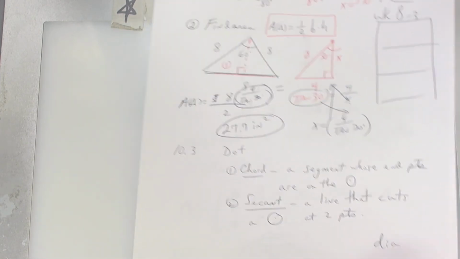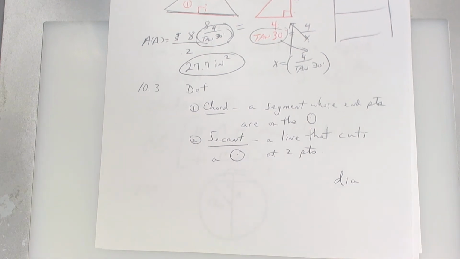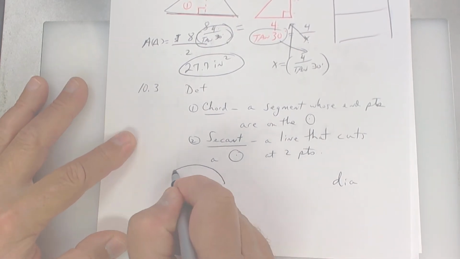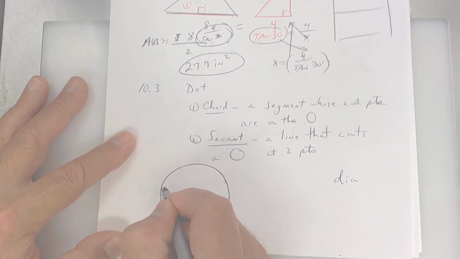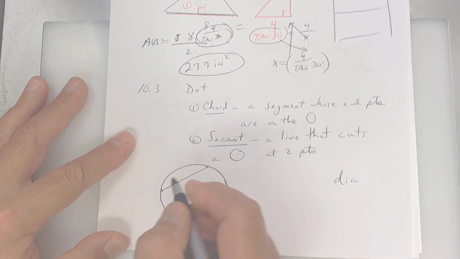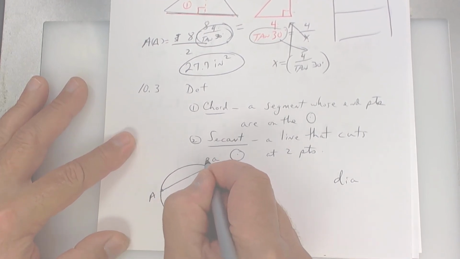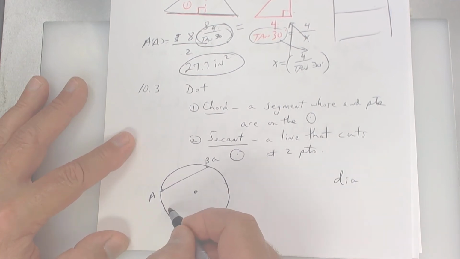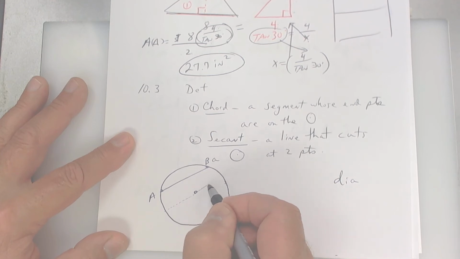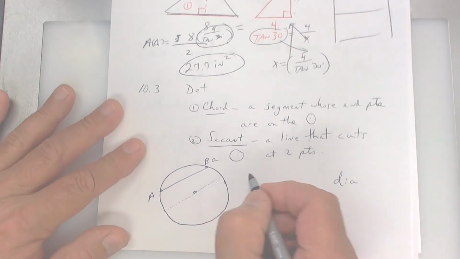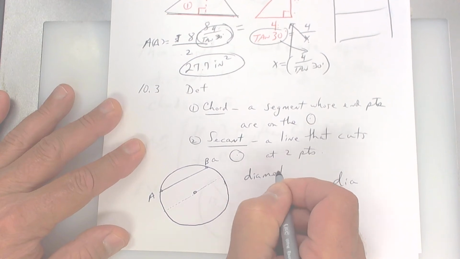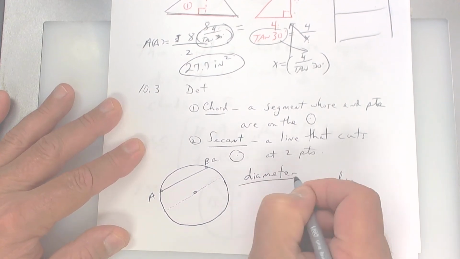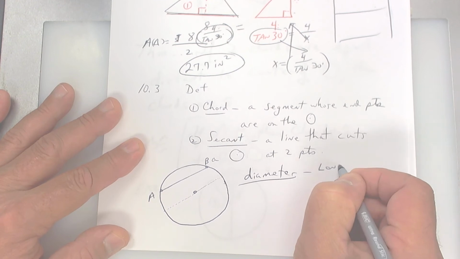All right, on a new sheet of paper, copy down some definitions here. A chord is a segment whose endpoints are on the circle. So let's draw a circle and then draw a chord. That would be a chord right there. So this would be chord AB. Okay? The longest chord is one that goes through the diameter, or through the center of the circle, called the diameter. So the diameter, and I want you to write this down, is the longest chord.